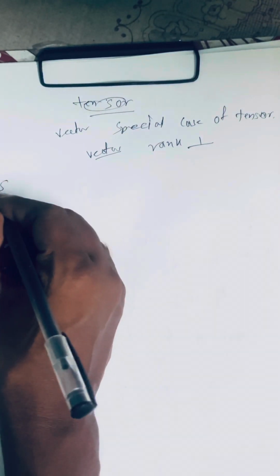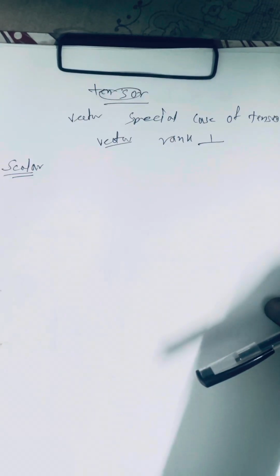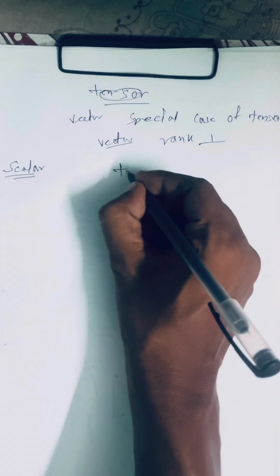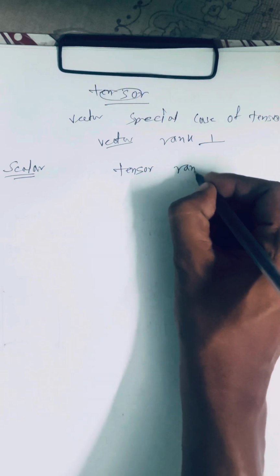What is scalar? If tensor rank 0, physical entity having magnitude only, okay, it's tensor rank 0, it remains invariant under parity transformation, rotation, reflection, which I previously told you.